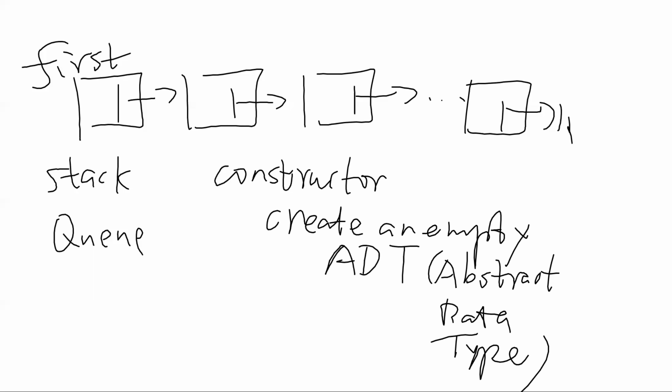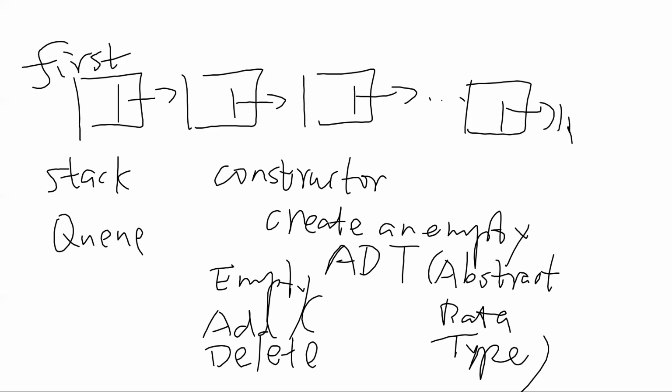And if you recall when we discussed stack and queue, we also discussed the empty function, to check whether the data structure is empty. And then we also have an add operation, to add a new item, and a delete operation. Over there we call it push and pop, or in queue we call it enqueue.